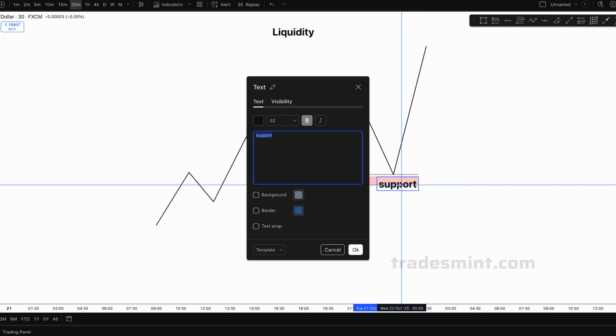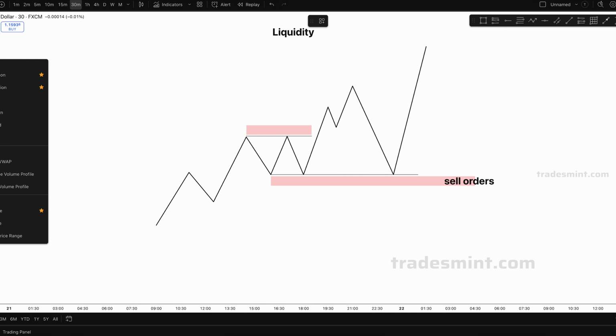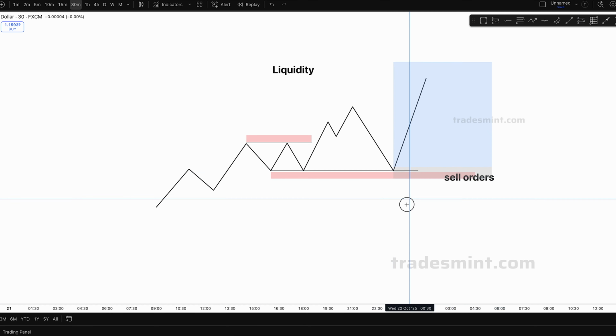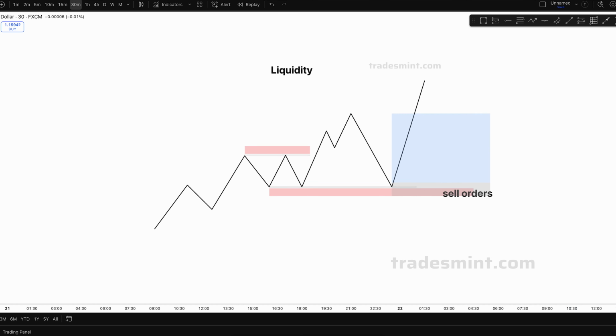Now, these stop losses are actually sell orders, because if we think about what a stop loss actually is, if you were to buy the market from this level, okay, your stop loss is a sell order to sell the contract back for a loss if the trade doesn't go your way.